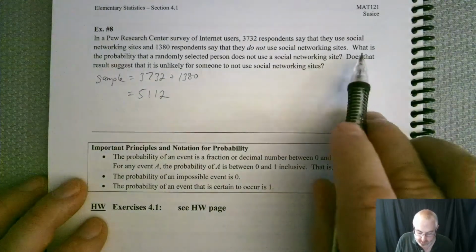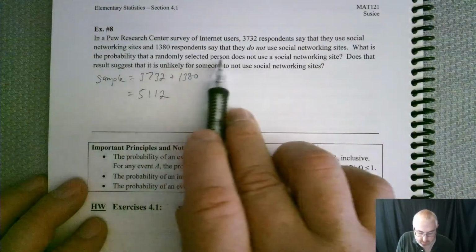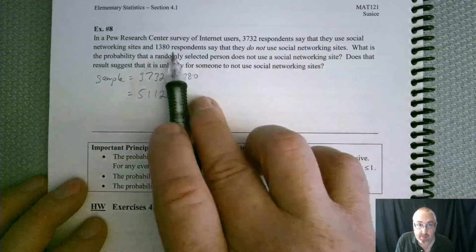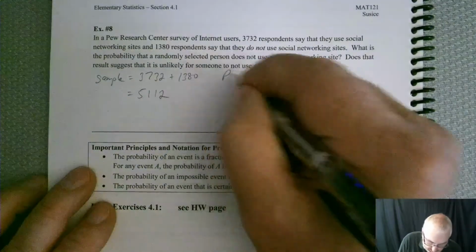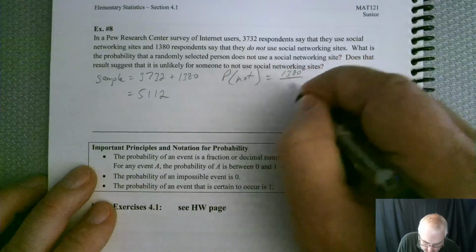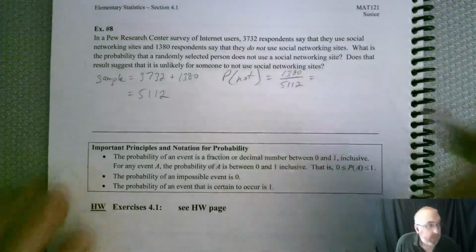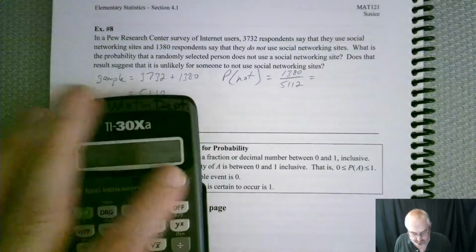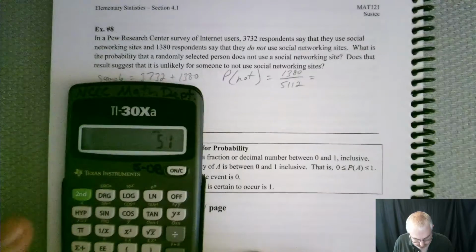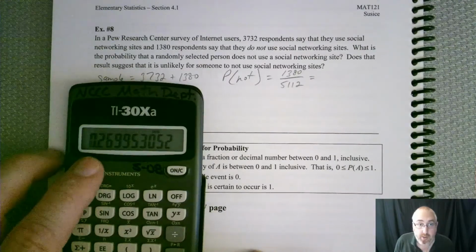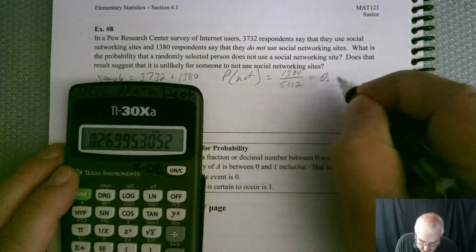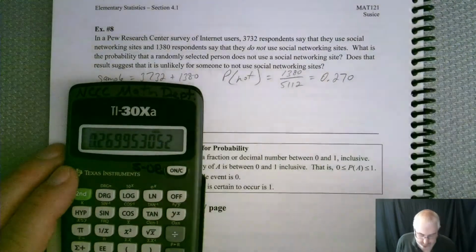Now let's read the question again. What is the probability that a randomly selected person does not use a social networking site? So if they don't use it, that was the 1,380. So the probability of not is going to be 1,380 over 5,112. Let's see what that's equal to. So 0.2699, well, so that looks like it's going to round to 0.270.